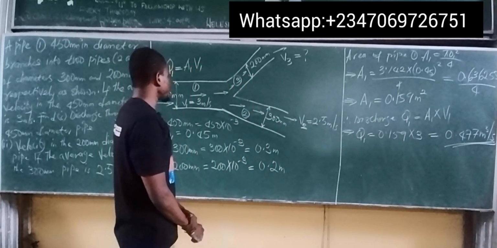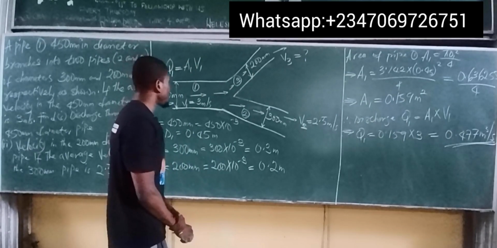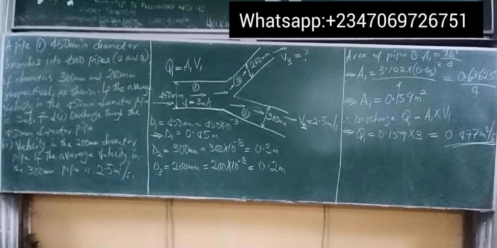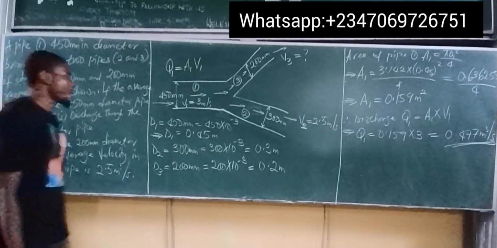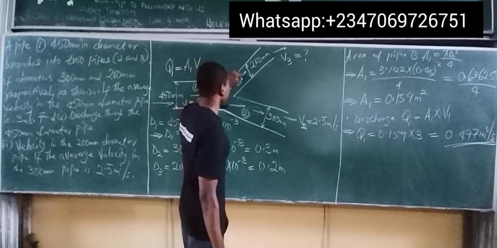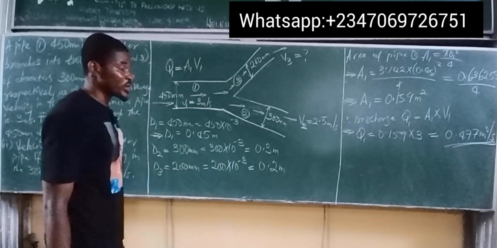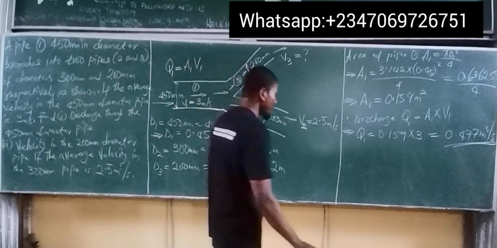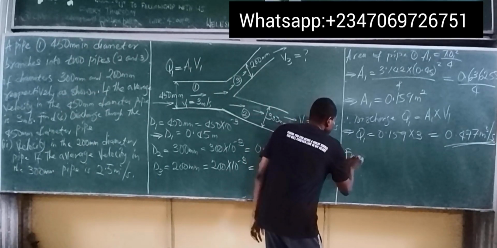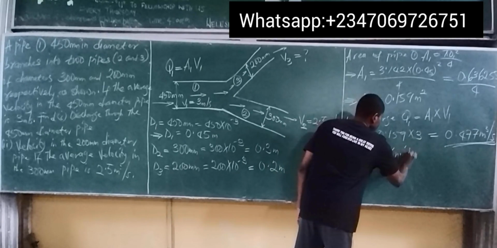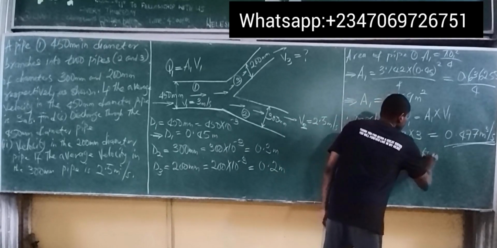Okay, so next question says we should find the speed of flow or velocity in the 200 millimeter pipe, which is pipe 3. We have to find V3. Okay, but before we do this, we have to employ the continuity equation. So take note now from continuity equation.